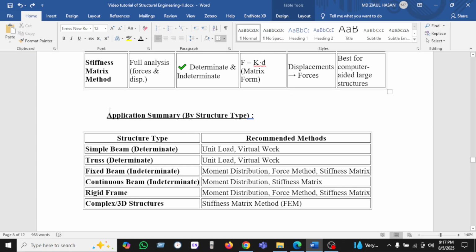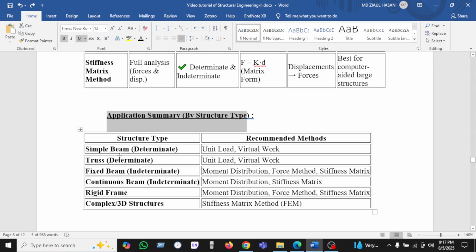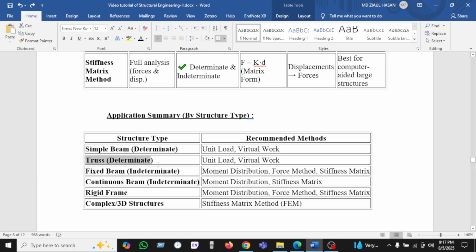And the last one we can see is the application summary by structure type. If we think by structure type, we can see the simple beam. We can use determinate simple beam, the UDL unit load or virtual work method. In a truss, it is a determinate structure, then we can use unit load and virtual work.